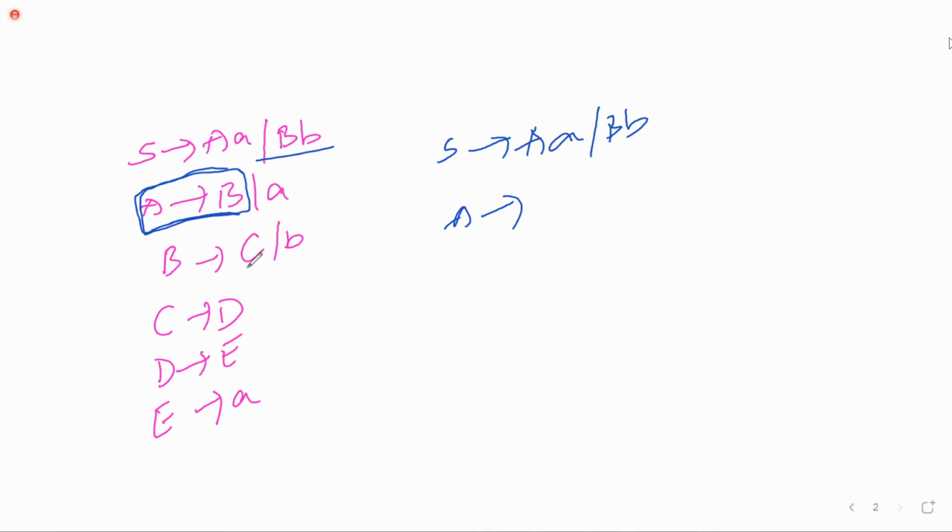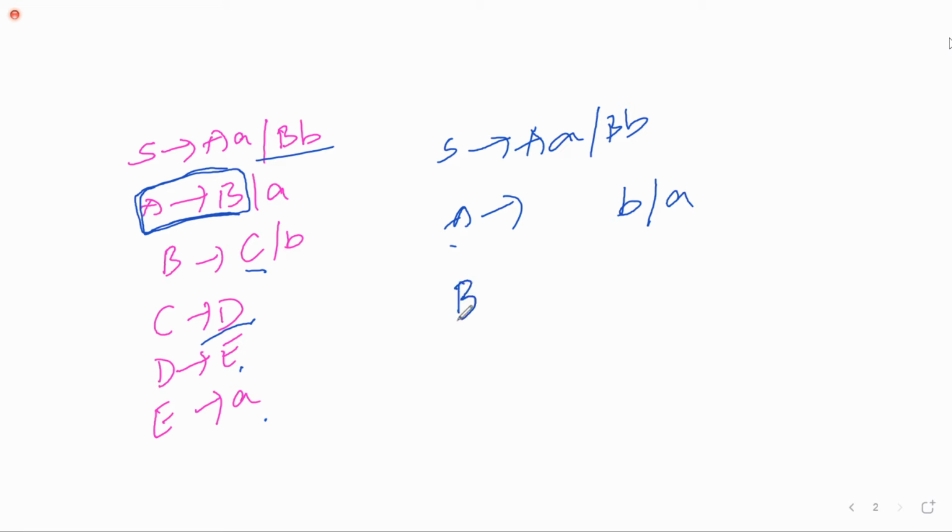B is deriving what? B is deriving capital C or B. Again, capital C means it will become a unit production. So C derives what? D. Again D is a unit production. D derives what? E. Again it is a unit production. E derives what? A. So in place of this, I can replace A. A is already there, so no need to write anything. Simply it is B comma A. Any doubt here?